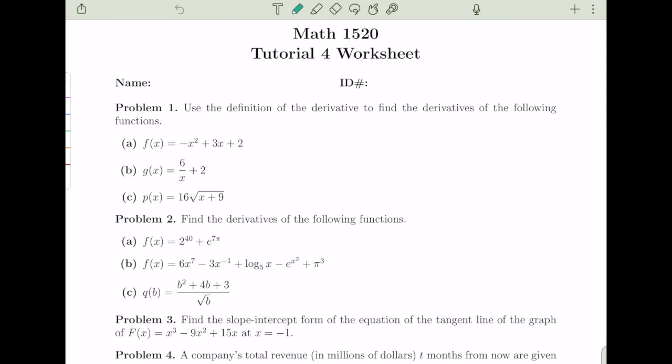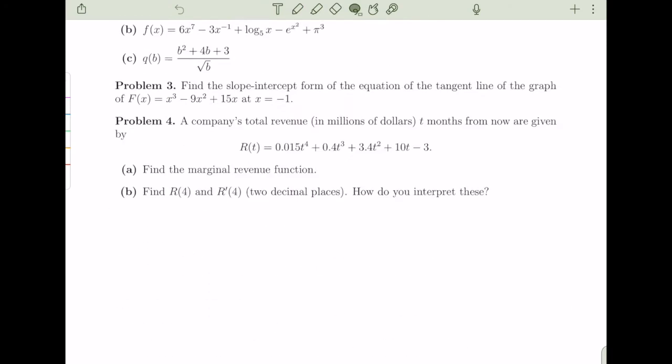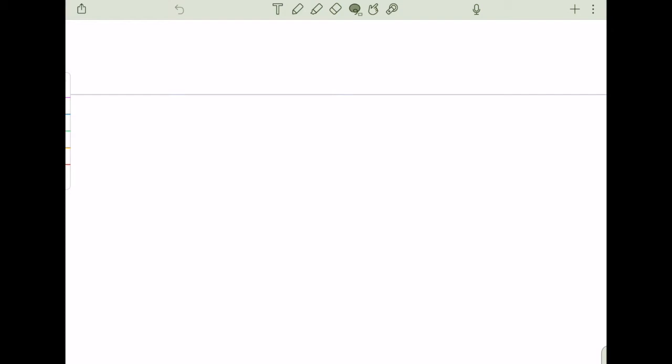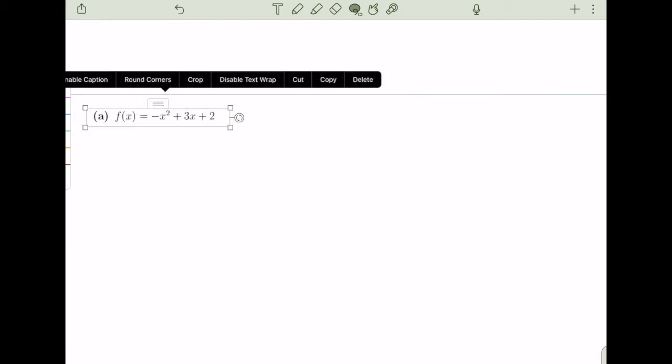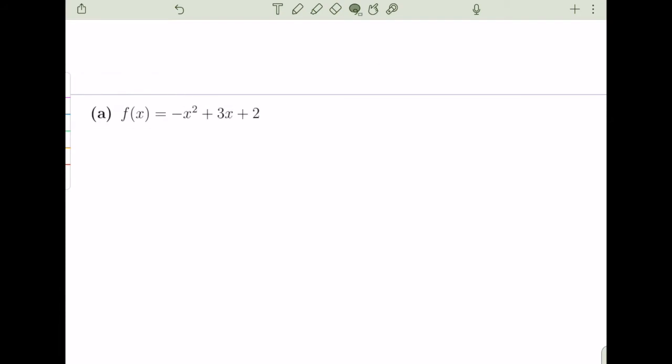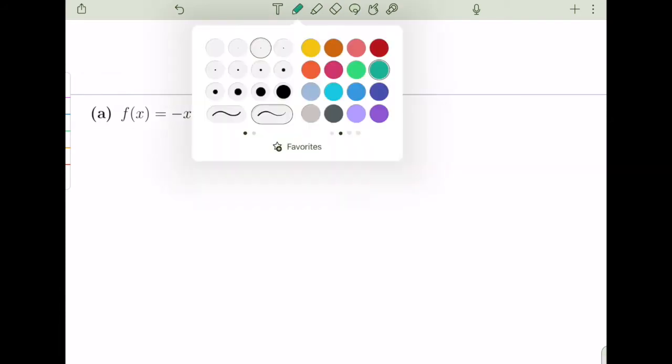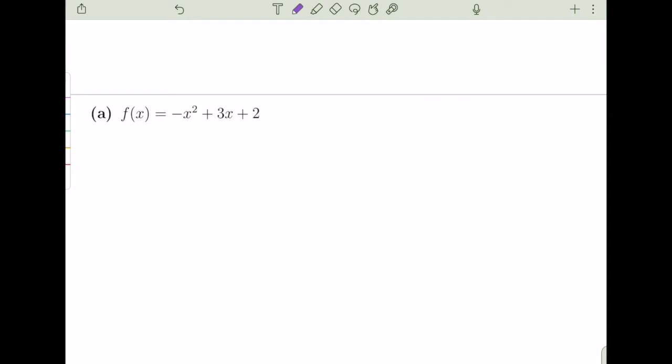Now let's take a look at problem 1. Use the definition of the derivative to find the derivatives of the following functions. So we start with question A. We have f of x equal to a parabola function, a quadratic expression.